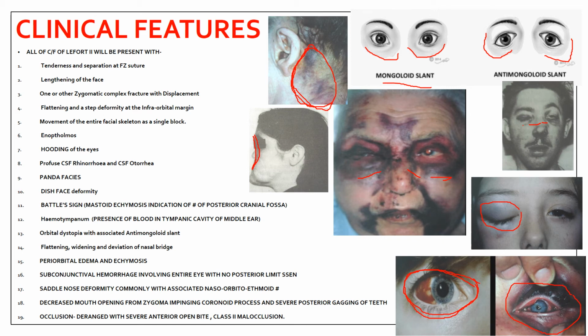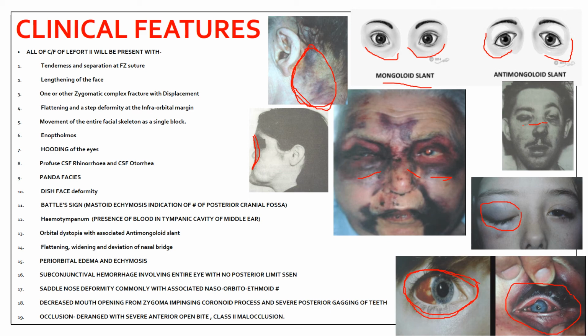Then the next clinical feature is orbital dystopia with associated anti-mongoloid slant. So now in this picture, you can see this is the normal mongoloid slant. But because of this Lefort 3, you will see this slant is getting downward. So this is known as anti-mongoloid slant.